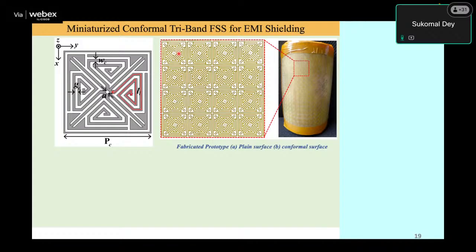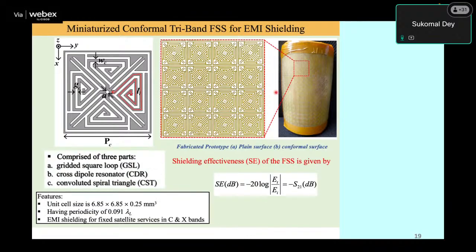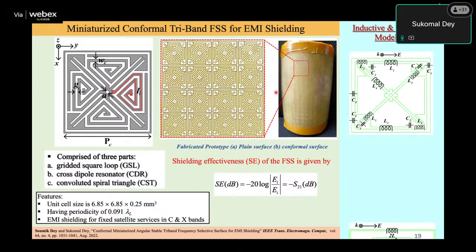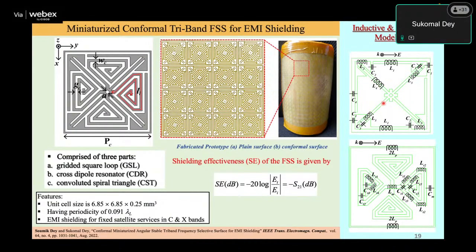If you are making it conformal, now you can see this is the conformal one. Okay, we have made it on a very thin substrate, 0.25 RTD. You can see it on the 0.25 RTD. You can fold the structure, and finally you have to see the equivalent circuit model. You can look at the equivalent circuit model. Everywhere there is an inductor, and whenever there is a gap there is a capacitor.